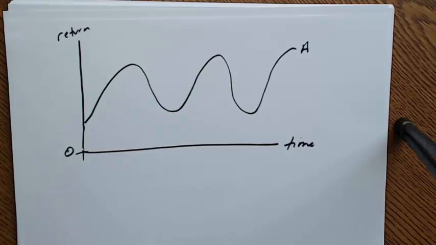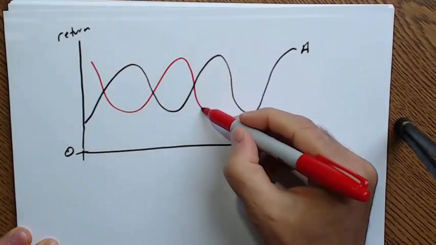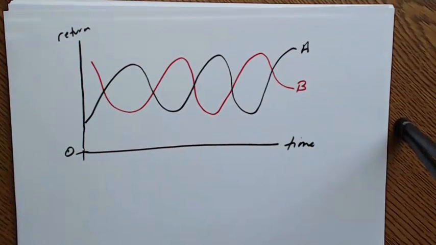Now let's say you bought a counter-cyclical stock. A counter-cyclical stock would look like this. Call it B. Okay? And so look what happens. The return of B goes up when A kind of goes down.